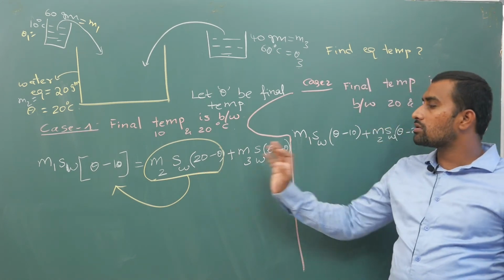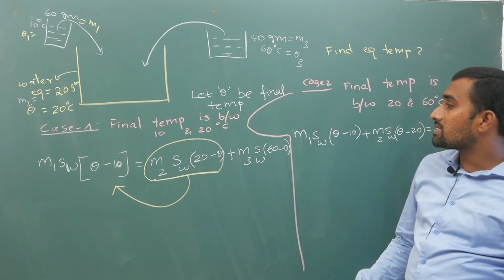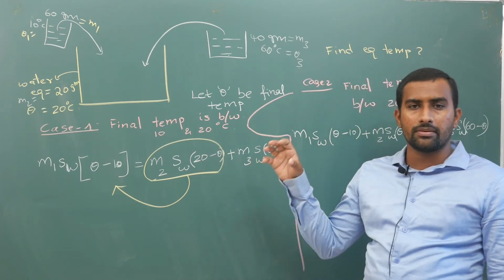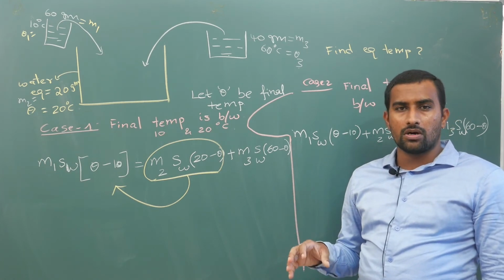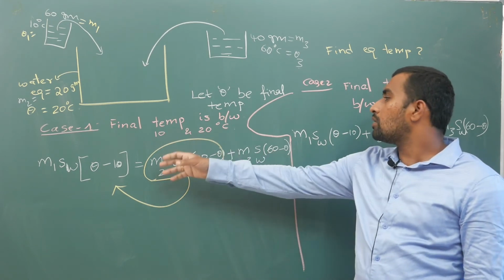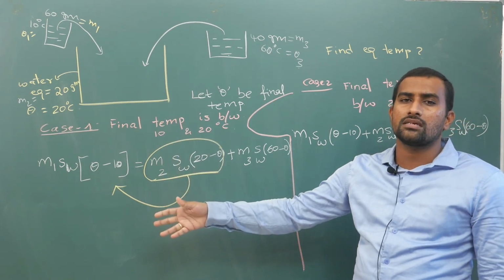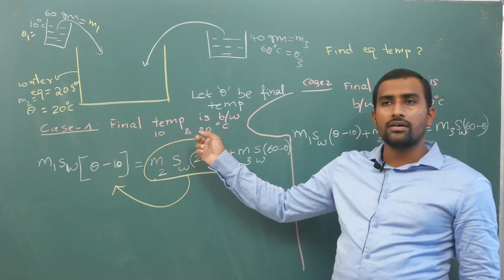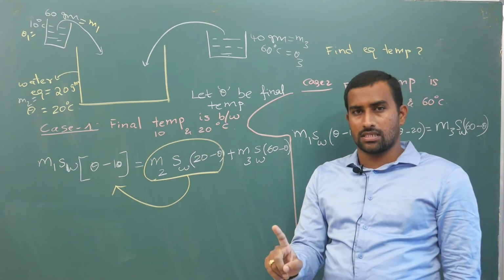If you manage to stick to basics, you will automatically get the answers. So you have to always consider the basics: a hot body or high temperature body will lose heat, and a cold body or low temperature body will gain heat, till the temperature becomes the same. I don't know what the answer is, so I have assumed it to be some theta, then I will do the calculation. Now if I do the calculation, I can get an answer between 10 and 20, or between 20 and 60, but it will be only a single answer.